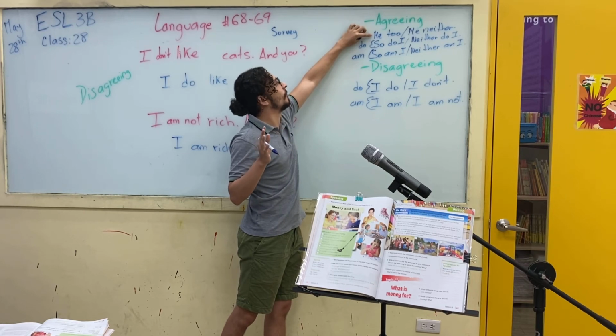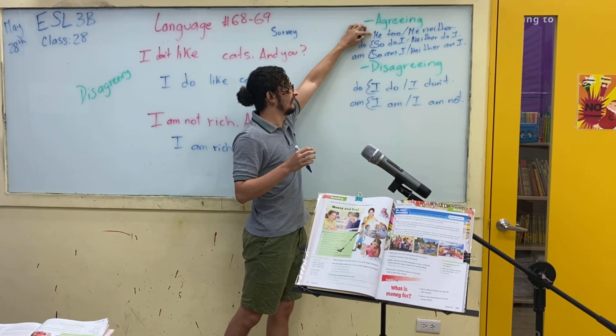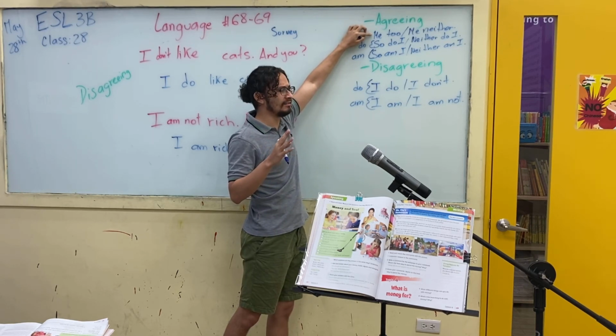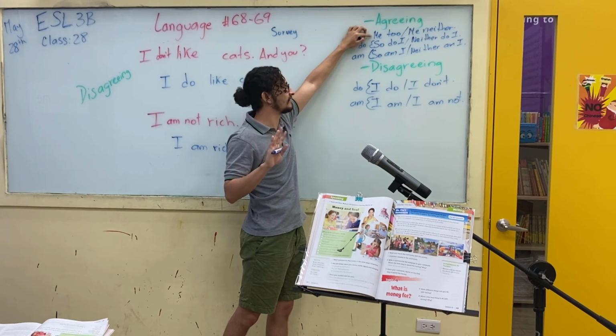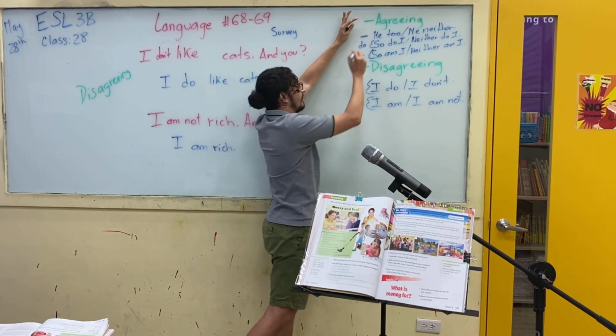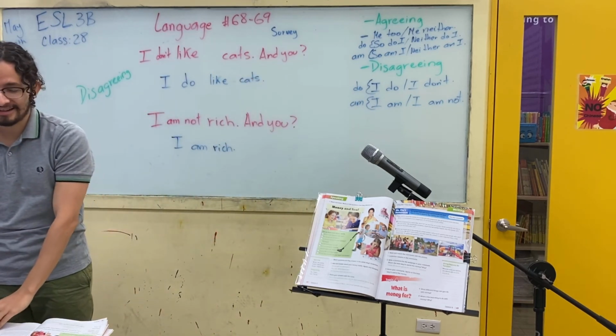And this one, you can use anytime as well. It's basically open, but it's only for agreeing. You cannot disagree with me too. You cannot say me not too. That's not right. This is only for agreeing. Yeah. So that was page 68.